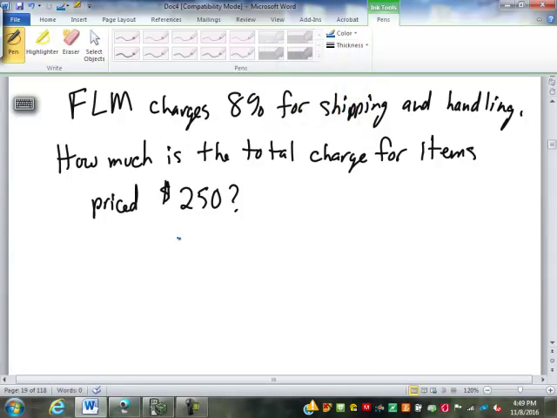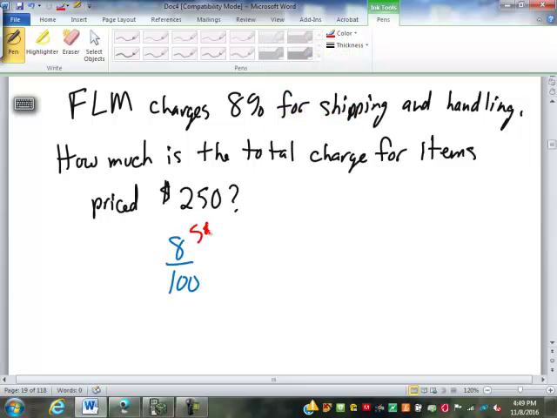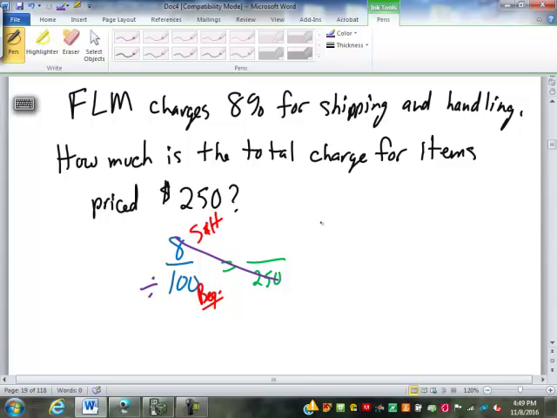So again here, we got 8%. 8% represents the shipping and handling. And the 100% represents the beginning price, starting amount. And we can find that 8% of the 250. 8 times 250 divided by 100 is 20 bucks. But again, that's not our answer. We're asked for what's the total charge. So it would be the $250 plus the $20 to get a total charge of $270.